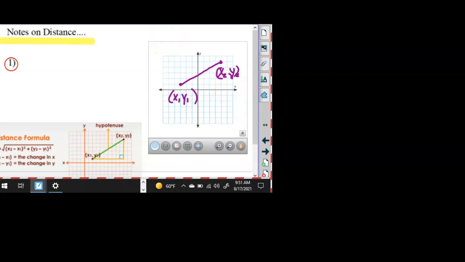I do this mostly in my head, and you don't have to. There's a formula for this. But what I do is I think about the difference in x's, which is the first numbers, and the difference in y's, which is the second number in each ordered pair. And then I just use Pythagorean theorem, because difference in x, difference in y would be this business.